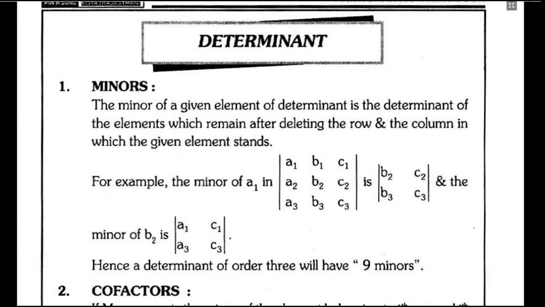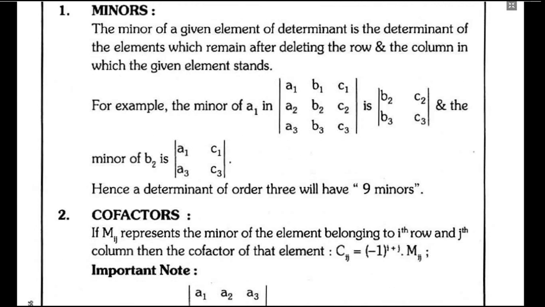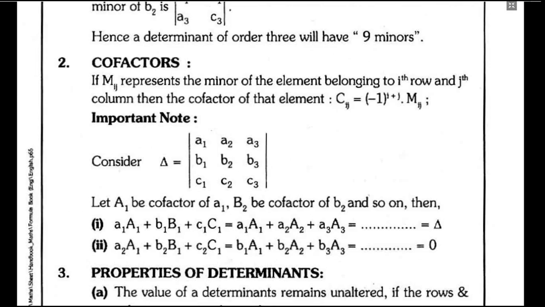So hence a determinant of order 3 will have a total of 9 minors. Now cofactor. What is cofactor? If Mij represents the minor of the element belonging to the ith row and jth column, then the cofactor of that element, Cij, equals minus 1 to the power i plus j into Mij. Simply plus or minus Mij. Cij is what? Plus or minus of the minor of ij.